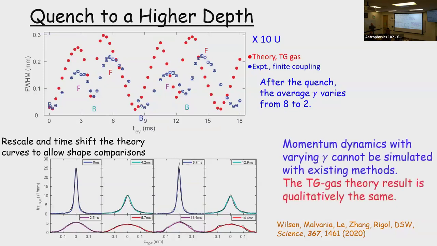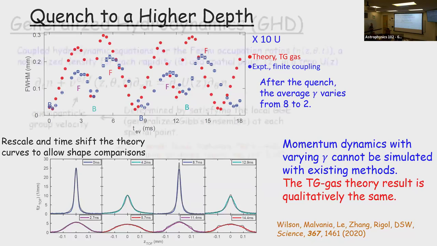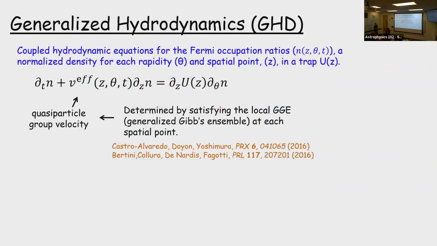So the qualitative behavior for these finite coupling gases is not so different from the Tonks-Girardeau gas, which is sort of what you'd expect from that cartoon picture of what the rapidities look like that I described. But quantitatively, it's not the same. So what was really wanted for this work is to understand, for arbitrary gamma, how you can quantitatively calculate what those are. And the solution to that is generalized hydrodynamics, which I'll just say a few things about.